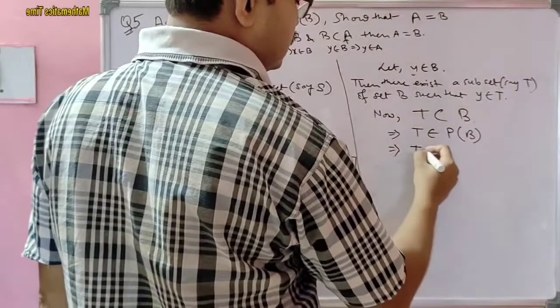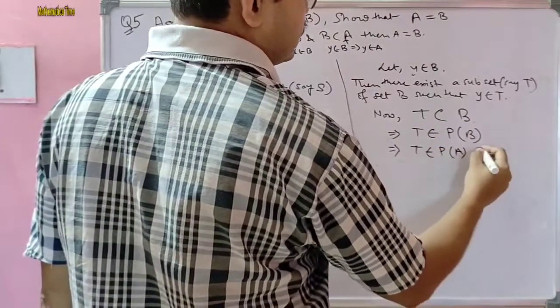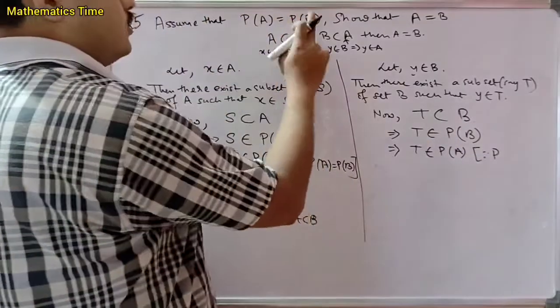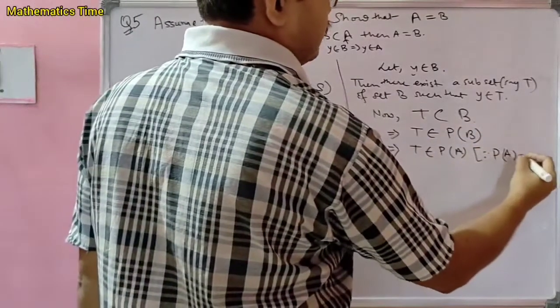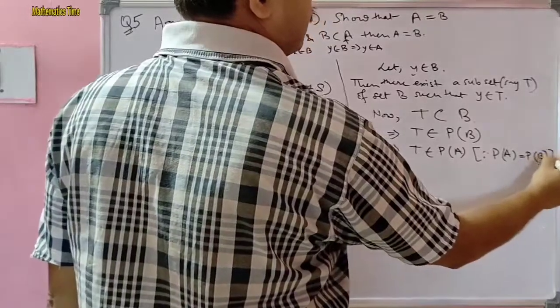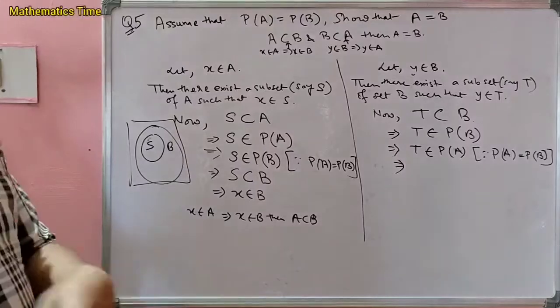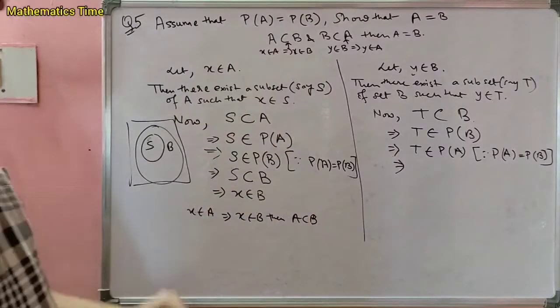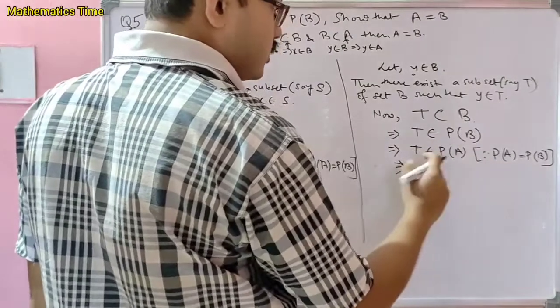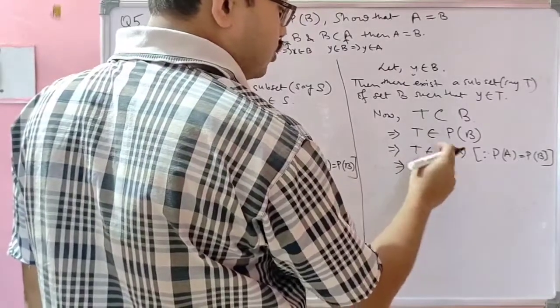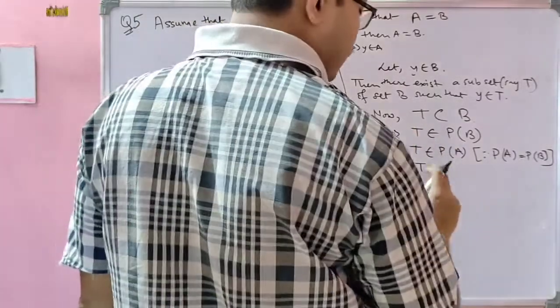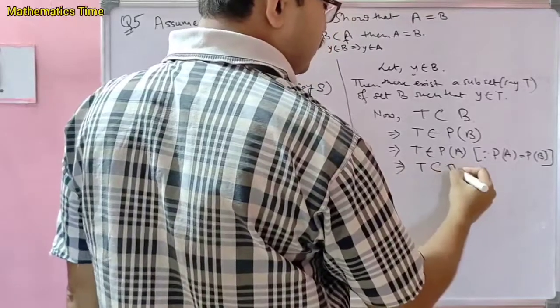But now T belongs to the power set of A. Why? As given, P of A is equal to P of B, the power set of A equals the power set of B. It's given. Now what are the elements of the power set of A? All the subsets of A are the elements of the power set of A. So T must also be a subset of A to be an element of the power set of A. So T will be a subset of A.